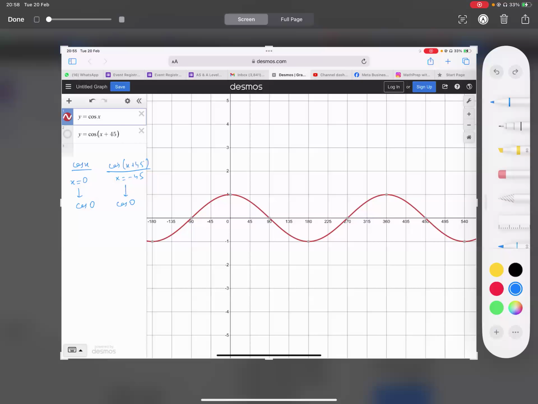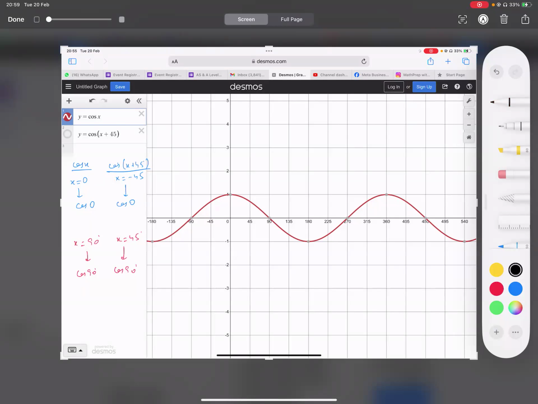Let's take another example. Let's say we had some other number. Let's say x equal to 90. If we input x equals 90 in the original function, cos x, the result turns out to be cos of 90. If we want the same result from the second function, what value of x do we need to input here? In order to get 90 inside the bracket, x will need to be 45. Okay. So the result that I was getting at 90 before, now I will get that same result when x is 45.